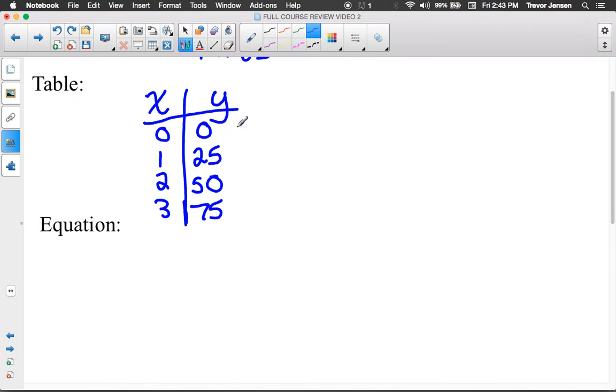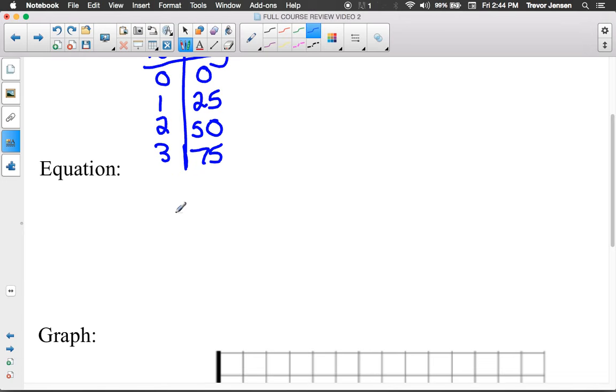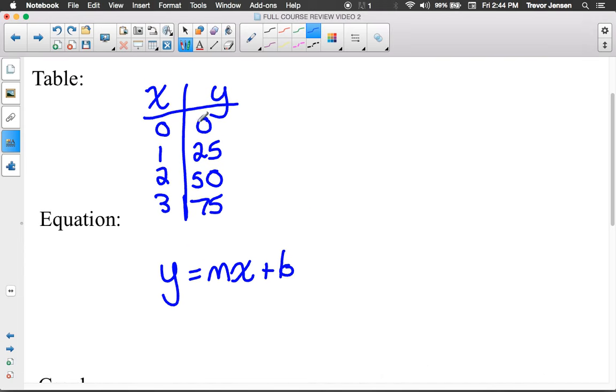We could represent all these numbers with one equation. We can make an equation that shows the relationship between x and y. In a direct variation relationship, the equation is always y equals mx. Any linear relationship is y equals mx plus b, but you'll see why we don't need the plus b for this equation, because the initial value for this equation, the cost when x is 0, is 0.